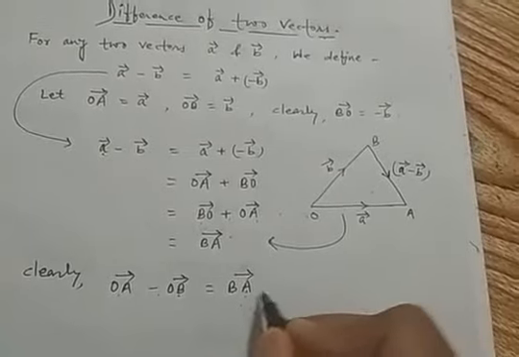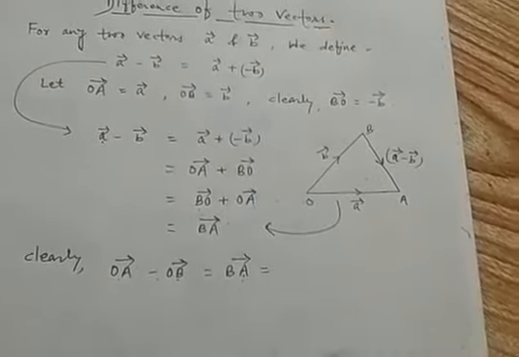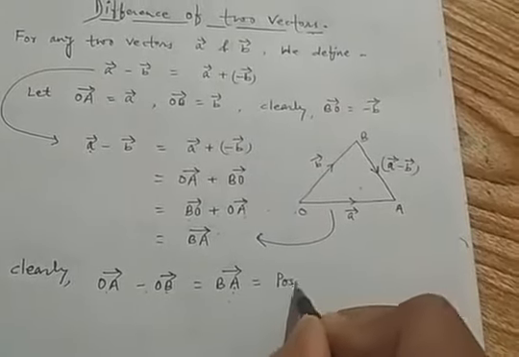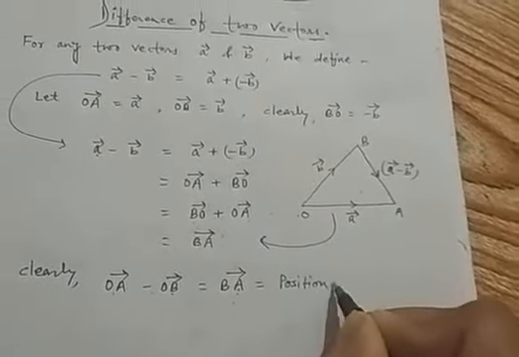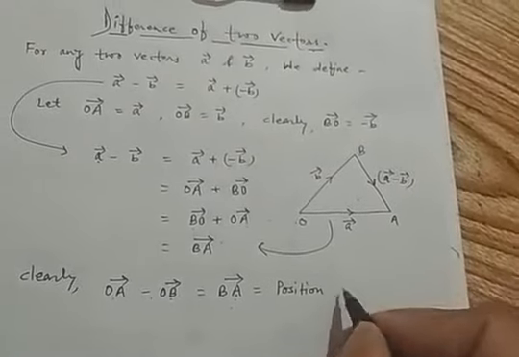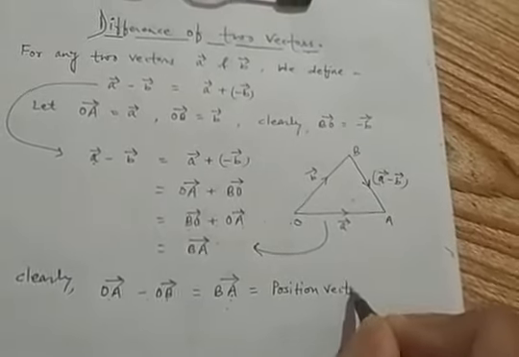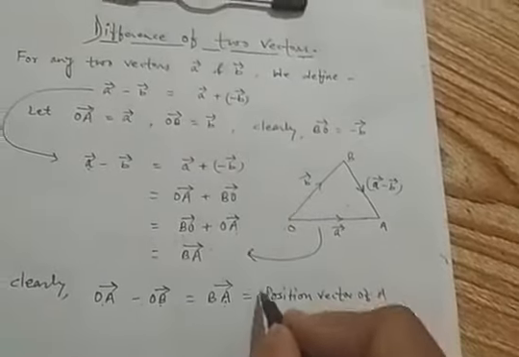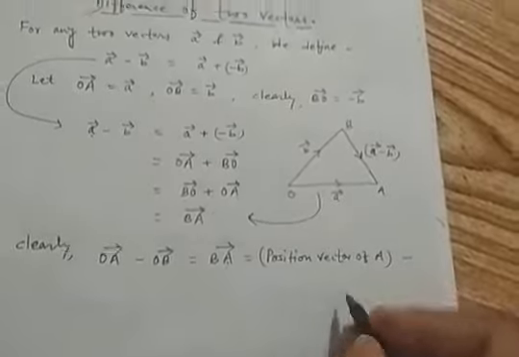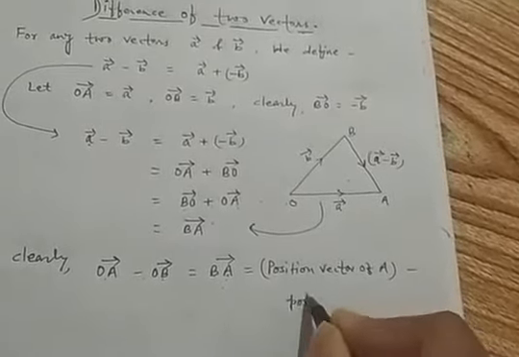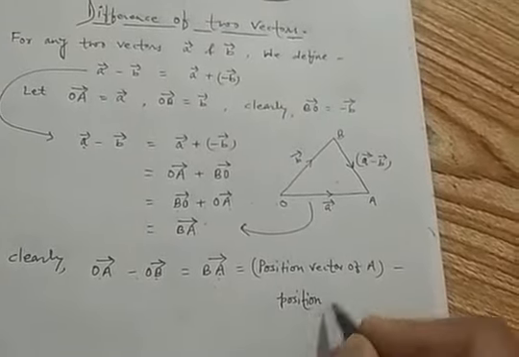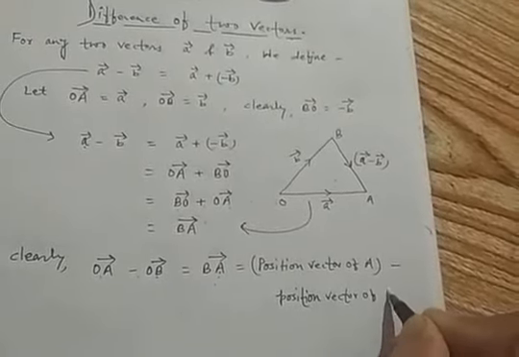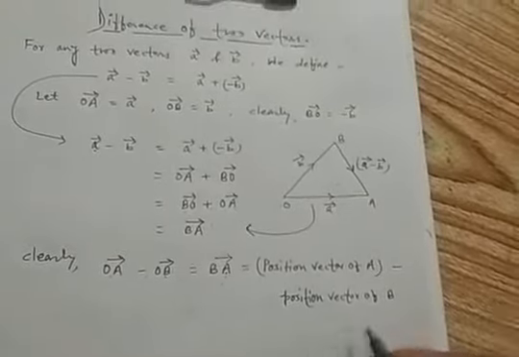So here we can write vector BA is equal to position vector of A minus position vector of B.